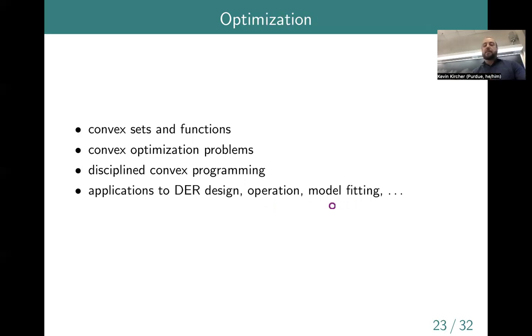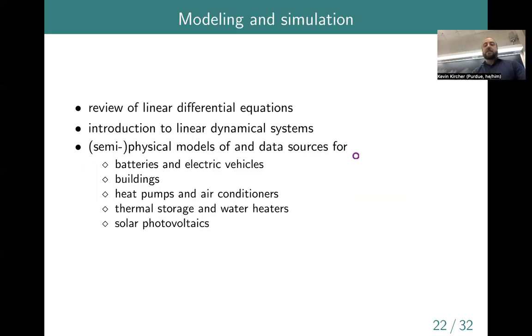And then we'll talk as well about model fitting. The idea here is that in the previous section, talking about modeling, the differential equations that we'll talk about that kind of govern how these different DERs evolve over time, they all have parameters in them. Something like the efficiency of charging a battery, or the insulation level in a wall that determines heat flow between the inside and the outside.